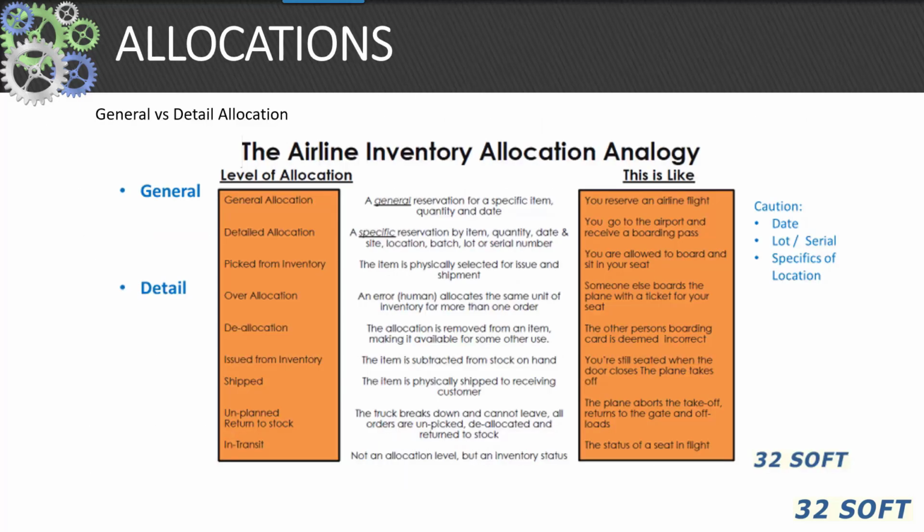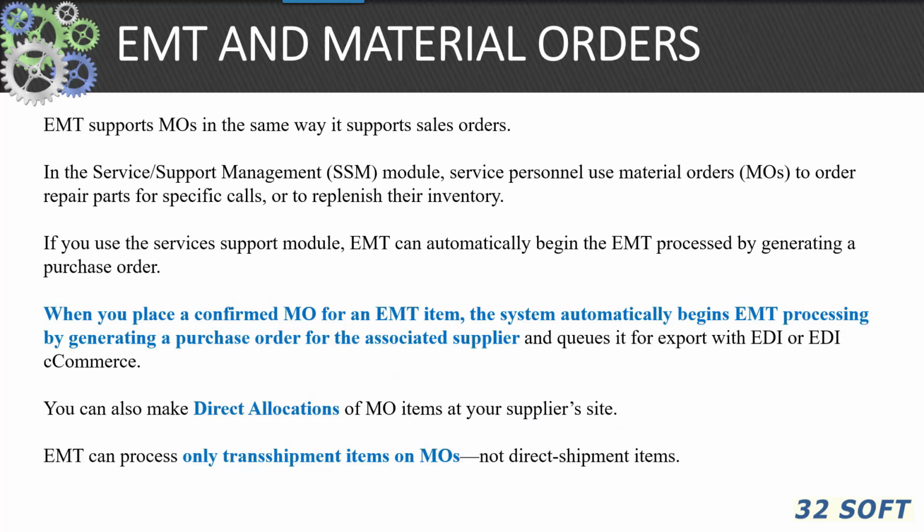If we remember from a couple of previous webinars, this is a little allegory that lets you look at the difference between general and detail allocation. If you're going to use that direct allocation, you really need to understand how QAD handles those direct allocations.